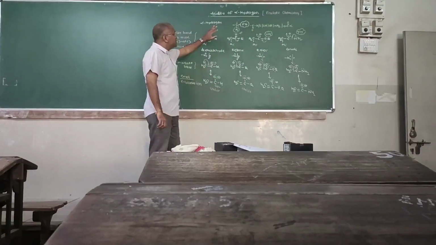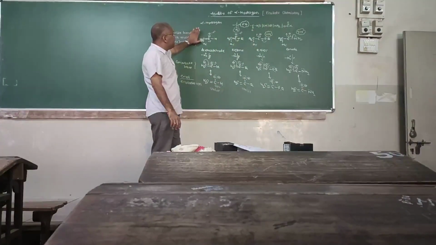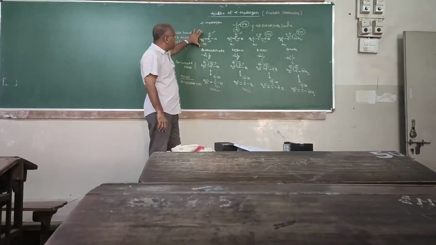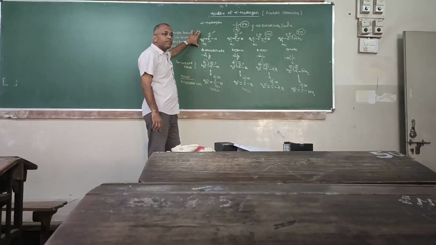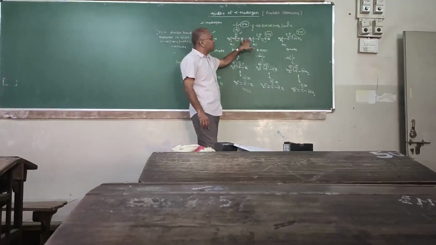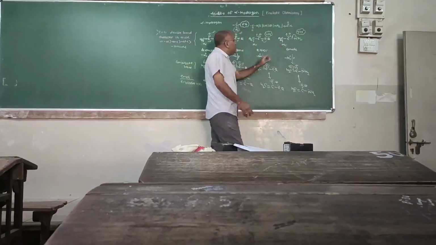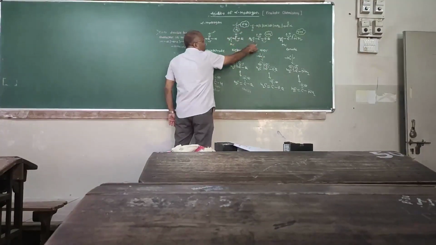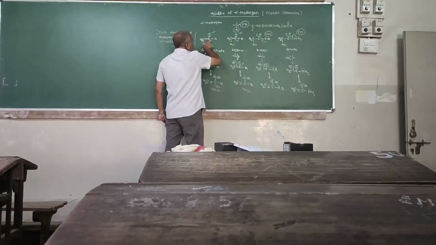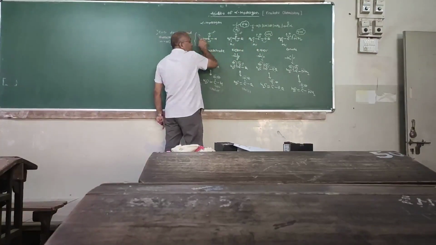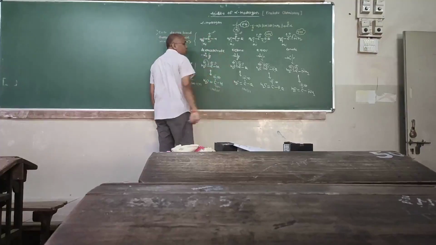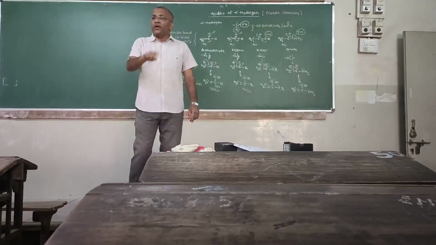Now we will talk about this type of functionalities. Let me take a simple example. The first example is acetaldehyde. This is a ketonic functionality. This is an ester. This is an amide. The carbon which is adjacent to the carbonyl carbon is called the alpha carbon, and the hydrogen present on that alpha carbon is called alpha hydrogen.